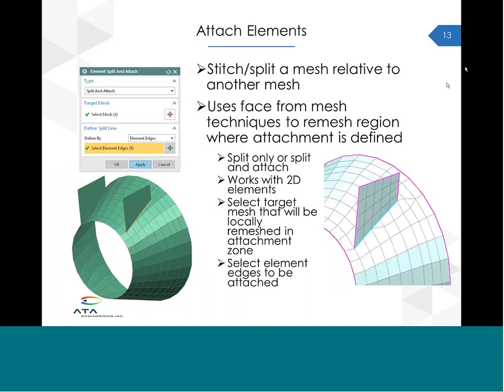What this command does is a local remeshing operation, and you can see the result of that in the image on the right-hand side. You can see on the cylinder where we previously had nice regular quadrilateral elements, we've now introduced a number of triangle elements for the sake of getting nodes to fall in the right location so that the cylinder can be reattached to the rib. Now, unlike the previous command that worked with 2D and 3D elements, this only works with 2D elements.